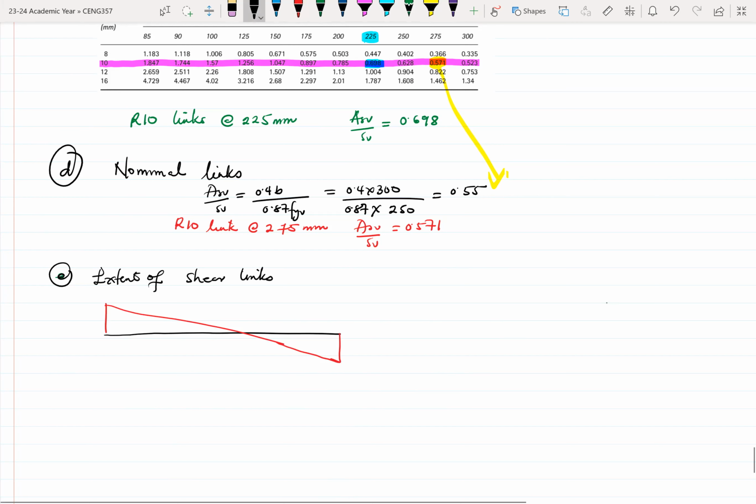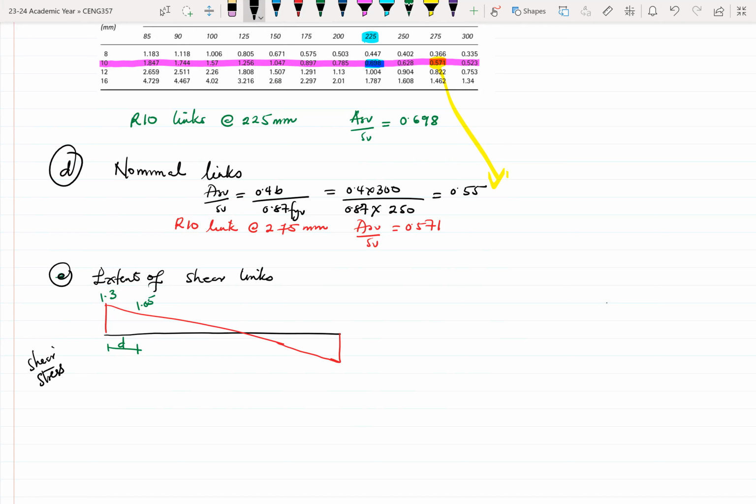So right now I'm comparing shear stresses, not the shear force. I'll compare the shear force later. We know that at the top, we got 1.3. Then at a distance D from the face of the support, we had 1.05.